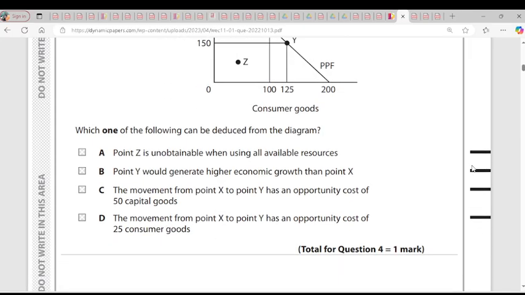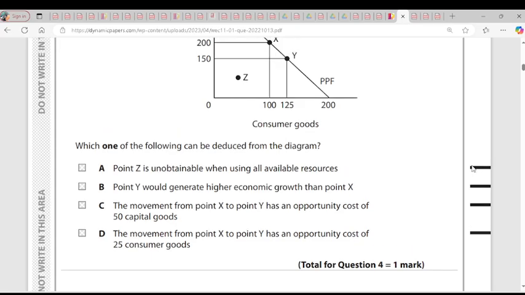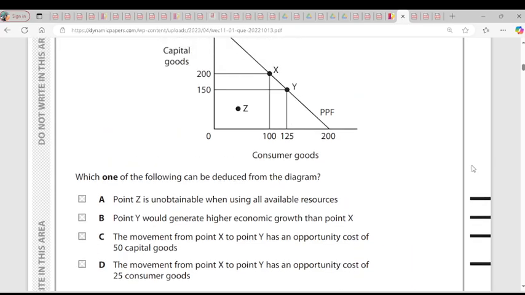It's not Z because it says here all available resources. Not all available; it's not fully utilized. So that's why it's not. At point X and point Y are obtainable because it's still on the boundary. So it's not about higher economic growth. The point is X and Y are both resources are fully utilized.